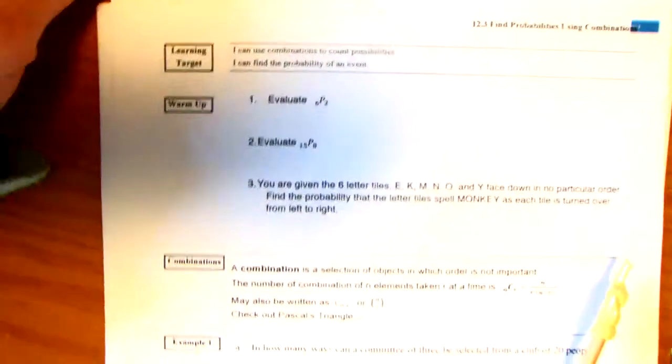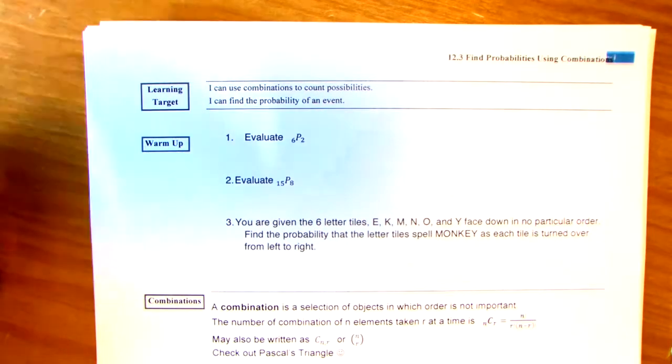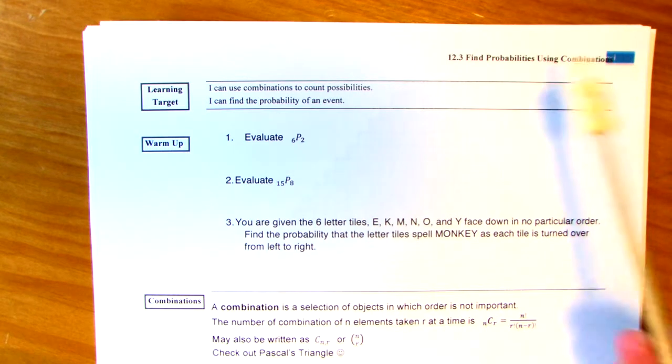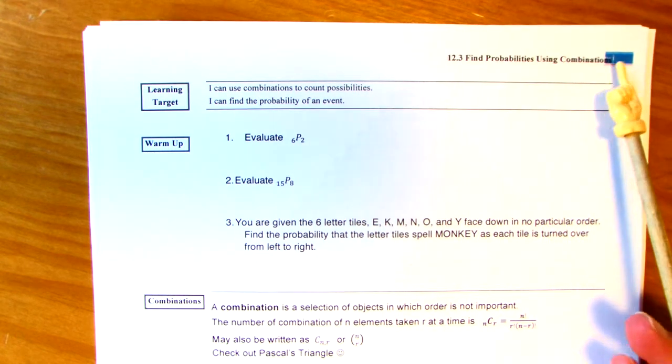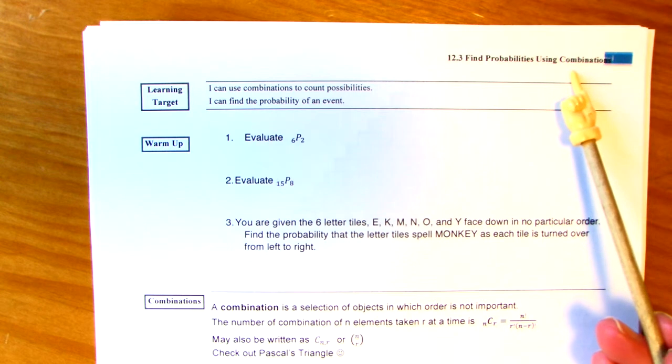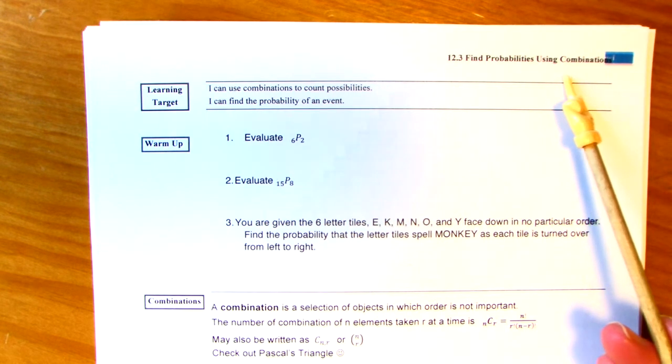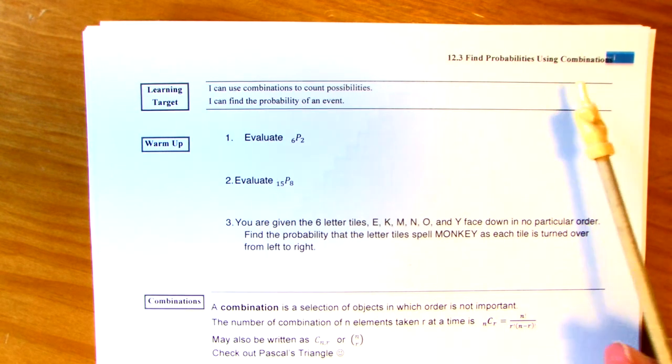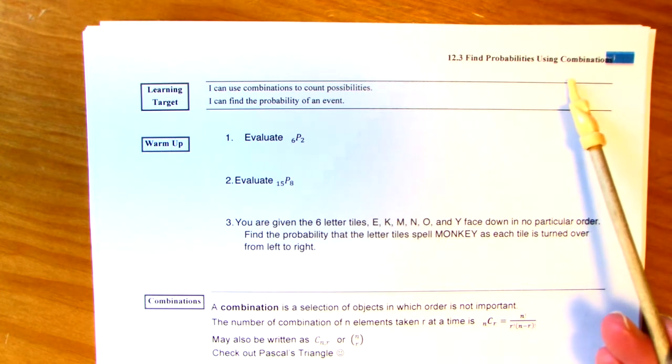Hi, Geometry. Welcome to 12.3. This is a nice quick one because it's just like permutations, but it's called a combination. What's interesting is you've probably heard of combination locks, but technically those are permutation locks because order matters. In combinations, order does not matter.